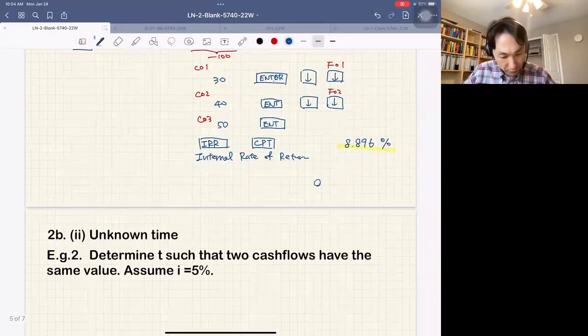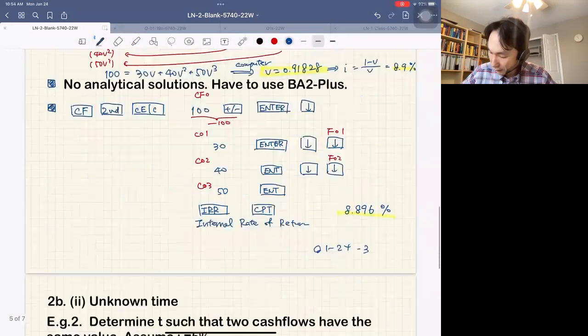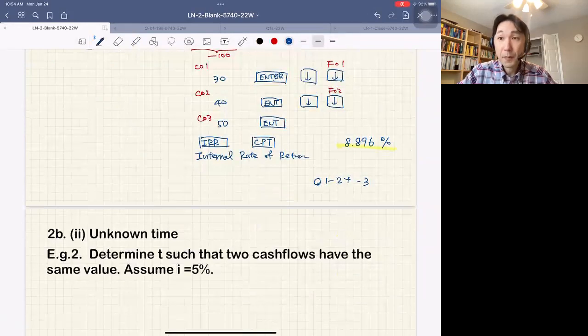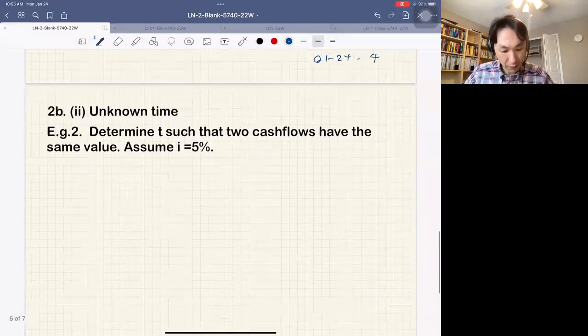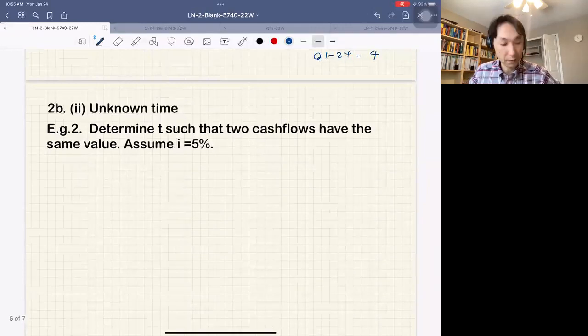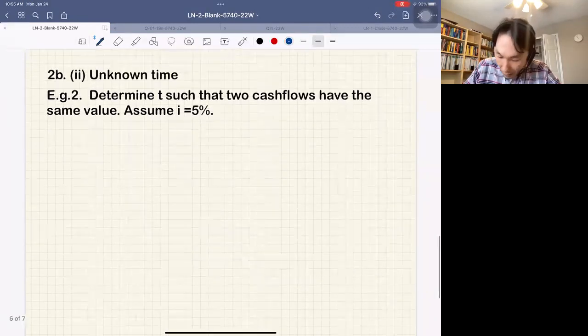You will have one quiz question here, 123.3. So 4, sorry, 123.4. Okay, the last one, I don't know if we have enough time, the 5 minutes, but I will try. So unknown time. This time the time is unknown.